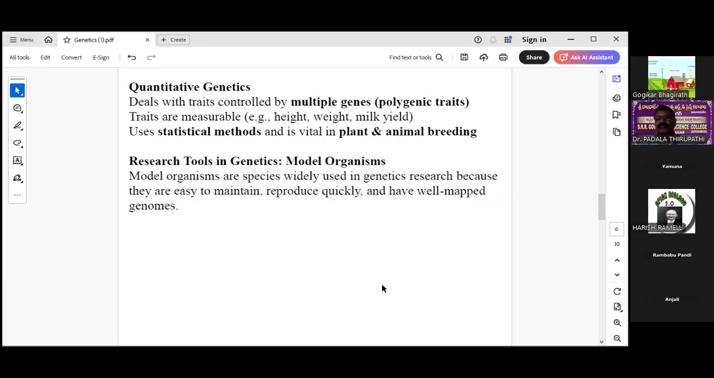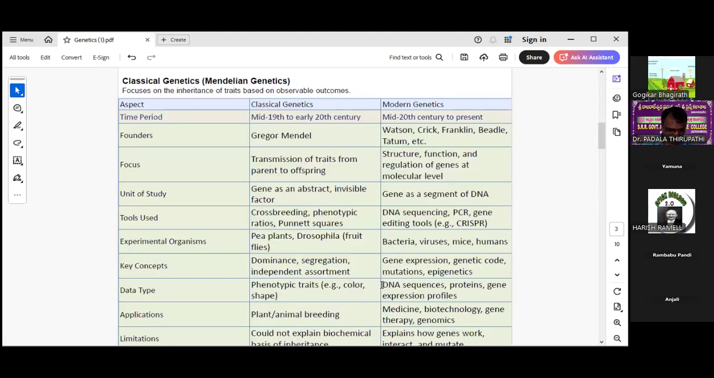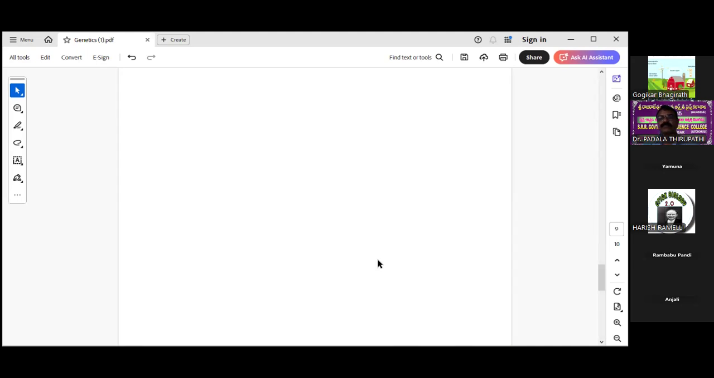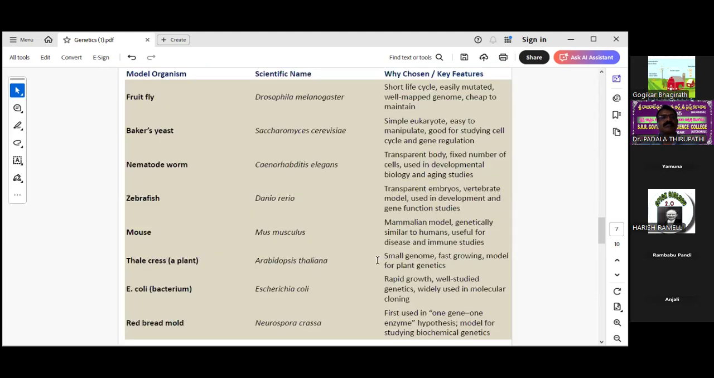So these are the subdiscipline branches of genetics. But how did genetics evolve from classical to modern, because a number of organisms helped in the research programs. So we are using some particular specific microorganisms and other mammals or any organism which is widely used in genetics for research, because they are easy to maintain, reproduce quickly, and have well mapped genomes. You know very well this type of organisms you have studied in different chapters.